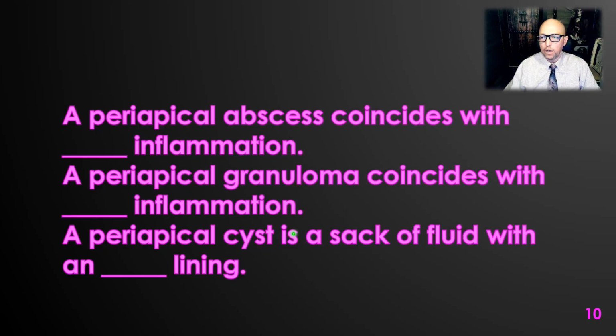And so a little thought question for you. Hopefully you should be able to answer this. Periapical abscess coincides with what? Chronic or acute inflammation? Abscess, we said that was acute. Granuloma, on the other hand, is associated with chronic inflammation. And a periapical cyst is a sac of fluid with what type of lining? What's the definition of a cyst? Epithelial.